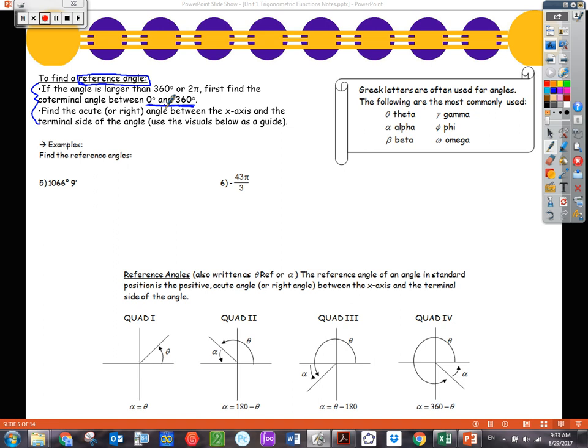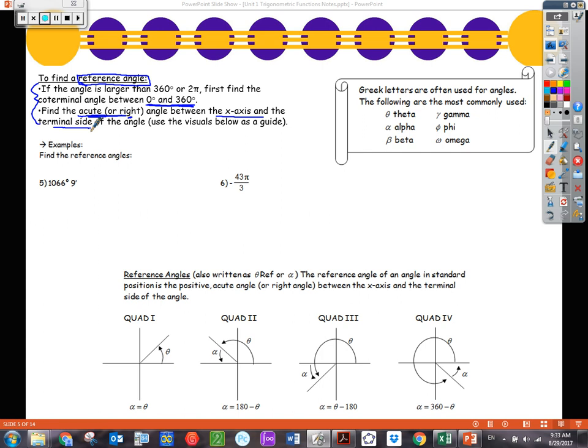First of all, the reference angle must be acute, or in rare instances a right angle, but acute. And it's between the x-axis and the terminal side. One of the most common mistakes that students make is to try to make the angle between the y-axis and the terminal side. That is not a reference angle. That may be a fun angle, but it's not a reference angle.